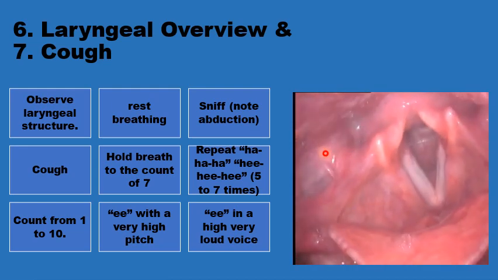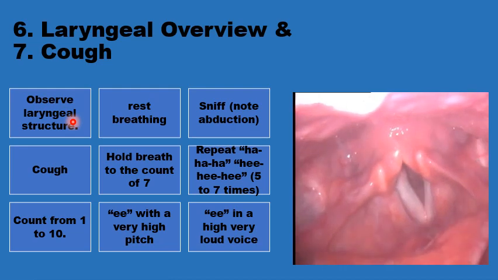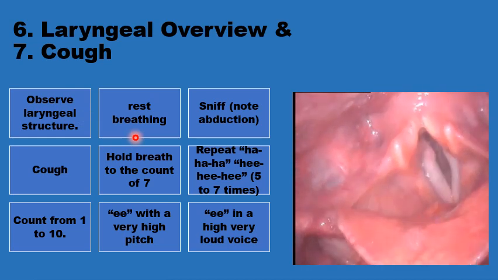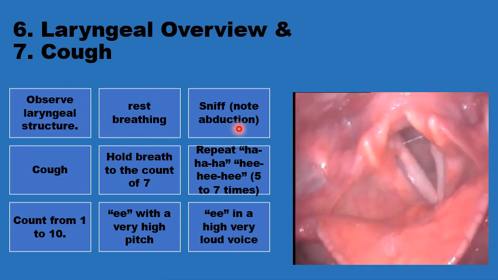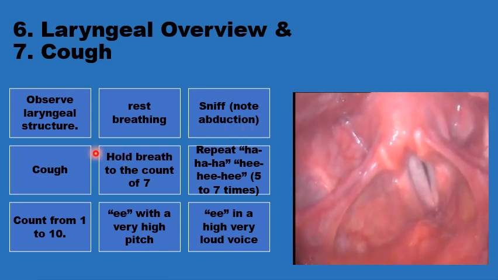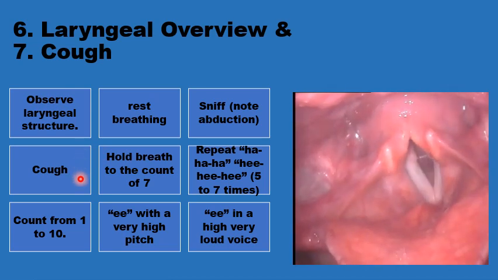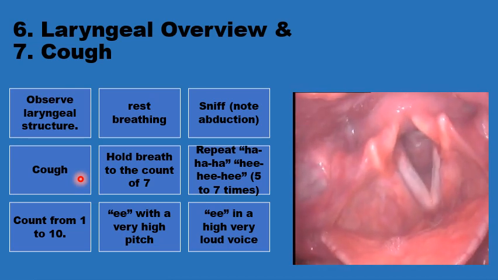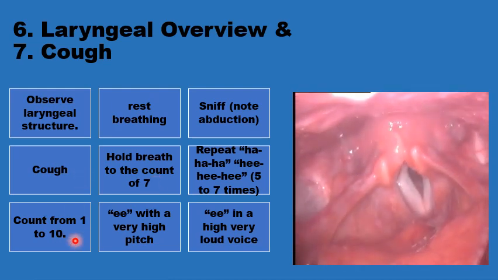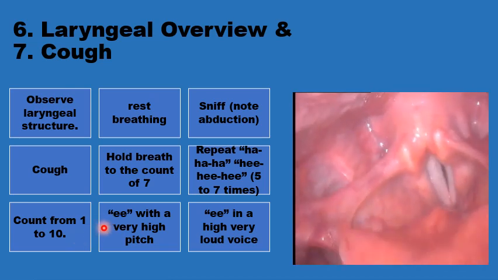Here we would be assessing the larynx for any structural abnormalities like paralysis of the vocal folds or any other lesions. We'll be testing the position of the vocal cords at rest or during breathing, the full abduction during sniffing, full adduction during phonation, swallowing, a good cough, a good dry cough, and we'll be testing the limits of the laryngeal mobility and integrity by asking the patient to hold the breath to the count of 7 or count from 1 to 10 and asking him to produce an E with a very high pitch and an E with a very loud voice.